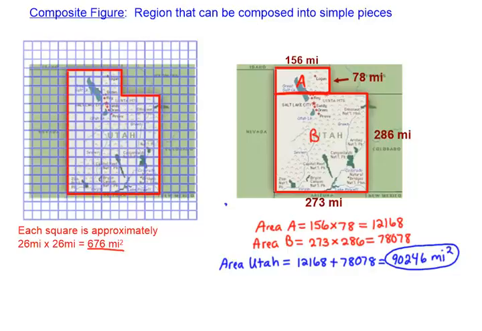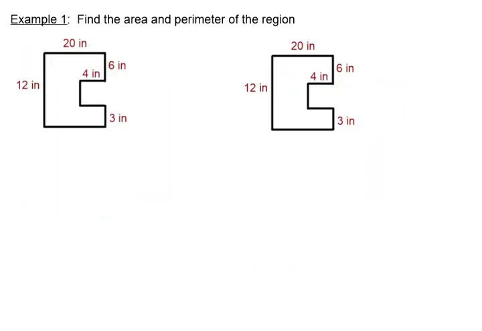Alright, so let's look at a problem that's a little bit more complex than Utah. Find the area and perimeter of this region. I drew the picture twice, because we do things differently. Some people might divide this figure up into three rectangles like this and say, well, I want to find the area of rectangle A, B, and C. Another person might say, well, I want to break it up like that. And it doesn't matter. They can say this is A, and this is B, and this is C. You're going to get the same answer.